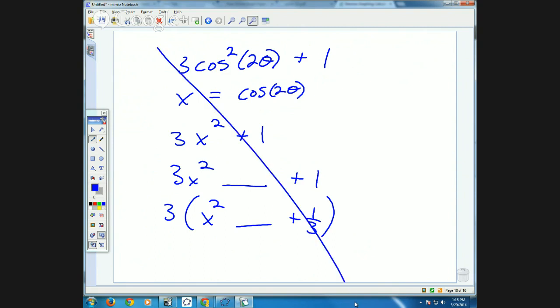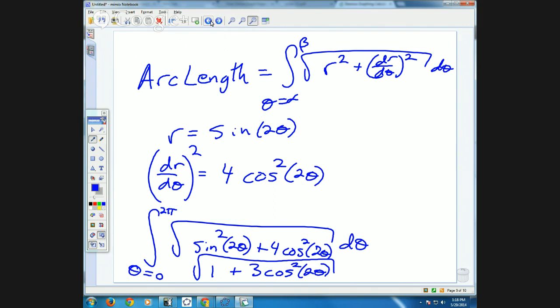Wolfram Alpha, because I have no other ideas about how to reduce this. All the trig identities I know are not going to clean up 1 plus 3 cosine squared of 2 theta. So, Wolfram Alpha this sucker. Am I the only one that has access to Wolfram Alpha at the moment?